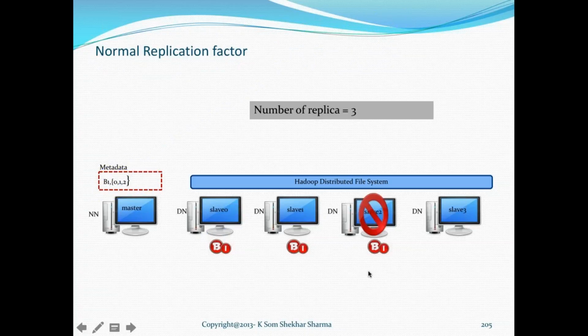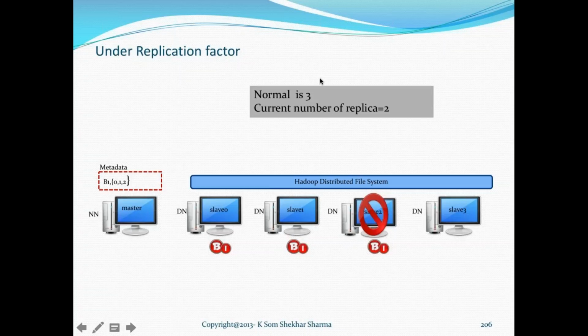Now, a machine can go down for a number of reasons. Maybe network, maybe the machine has some problem, or some other reason that the machine has gone down. So this particular data node will not be able to send the heartbeat signal to the name node. After 10 minutes, the name node will come to know that this machine has gone down. So normal is 3, normal is 3, normal is 3, but the current alive number of replicas is 2. So this is a case of under replication. Now at this point of time, what does it do?